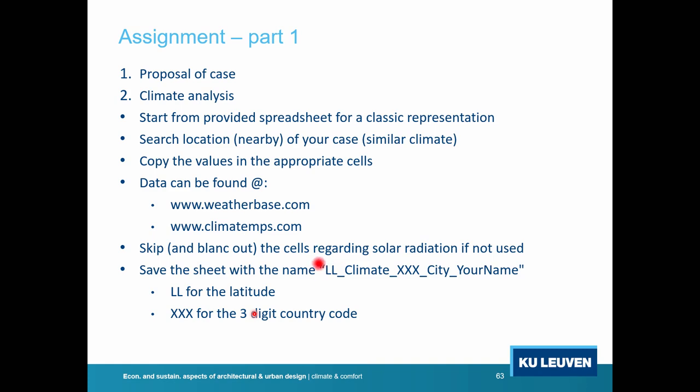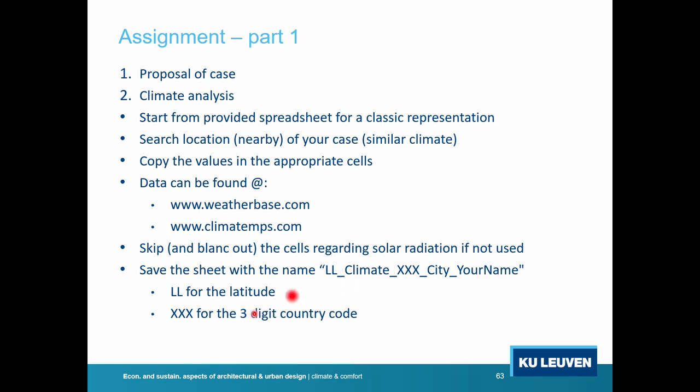Your latitude, 2 numbers, so not behind the comma, just 2 numbers. Then you call it climate, and then the country code, the city, and your name. I will need to put everything together at the end to guide you in the presenting session, and it makes it much easier for me if I can sort it according to the latitude, take out some good examples and cover everything. So that's why it's so structured.